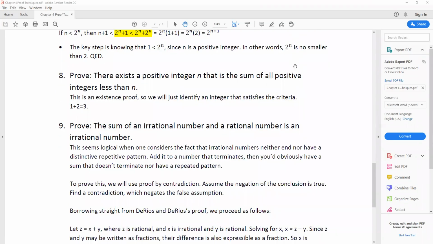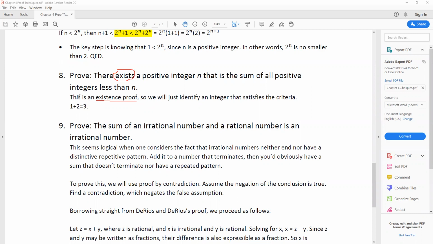Problem number 8. Prove that there exists a positive integer n that is the sum of all positive integers less than n. Fortunately, this is an existence proof. An existence proof basically means I just have to find at least one example that makes the statement true. Because it says just show that it exists, that 1 does exist.